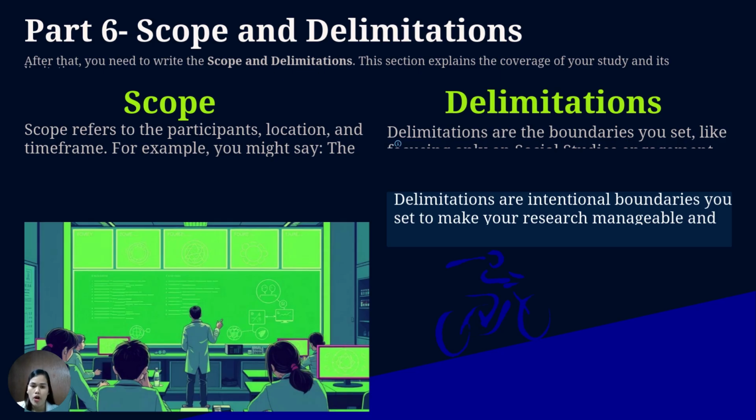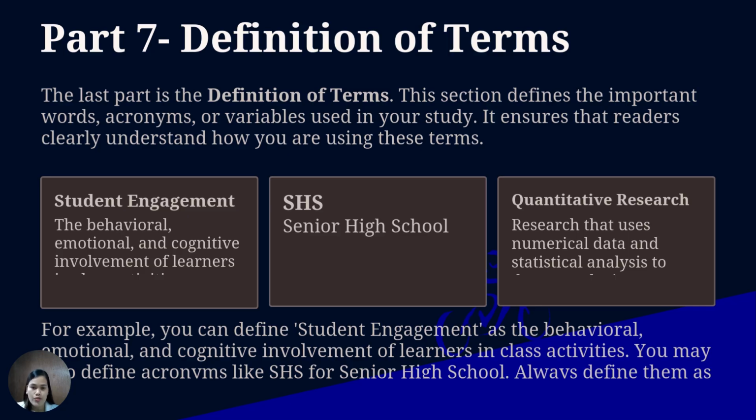All right, let's move on to part 7. Definition of terms. The last part is the definition of terms. This section defines the important words, acronyms, or variables used in your study. It ensures that readers clearly understand how you are using these terms.